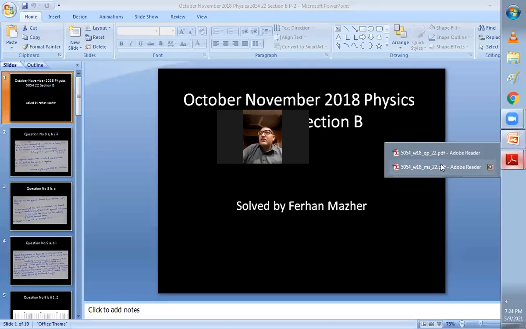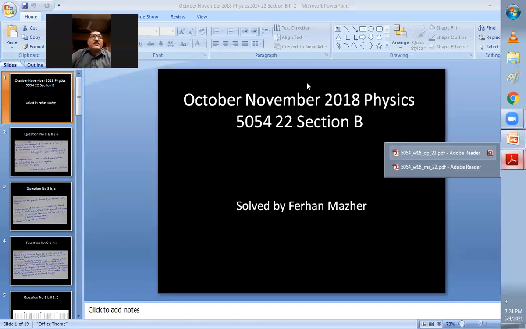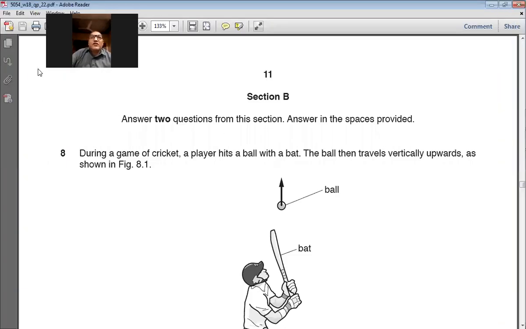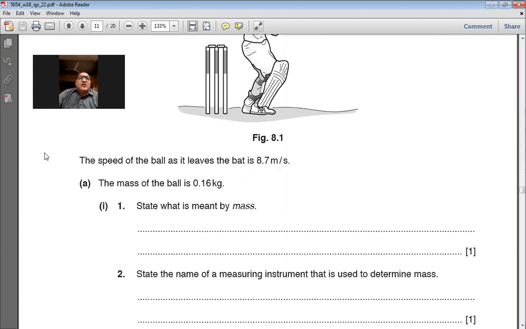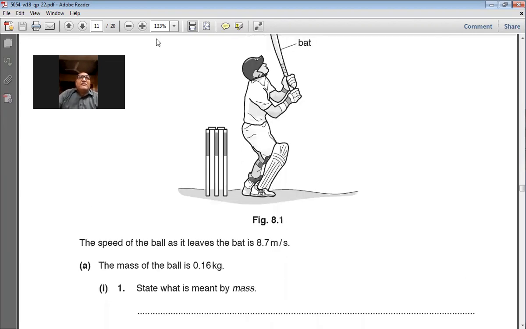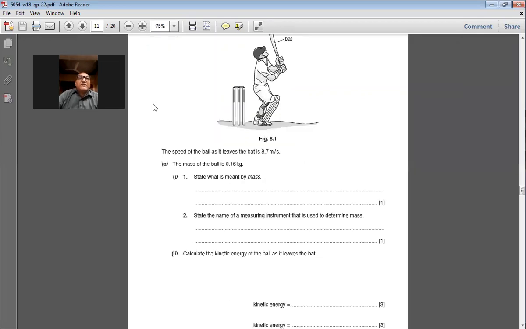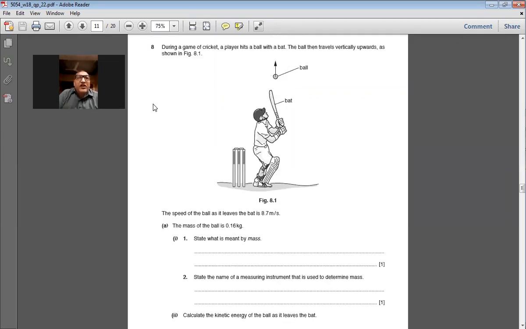Here we go. The first question is coming up on your screen. It's October November 2018 paper 2, from zone 2. Question number 8 is on your screen, section B. During a game of cricket, a player hits a ball with a bat. The ball then travels vertically upward as shown in figure 8.1. The speed of the ball as it leaves the bat is 8.7 meters per second.